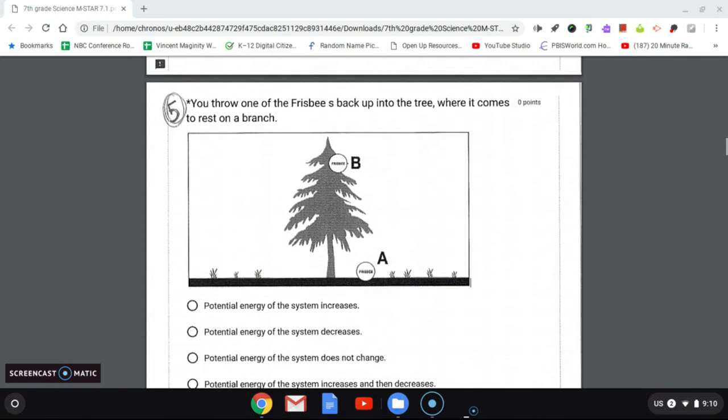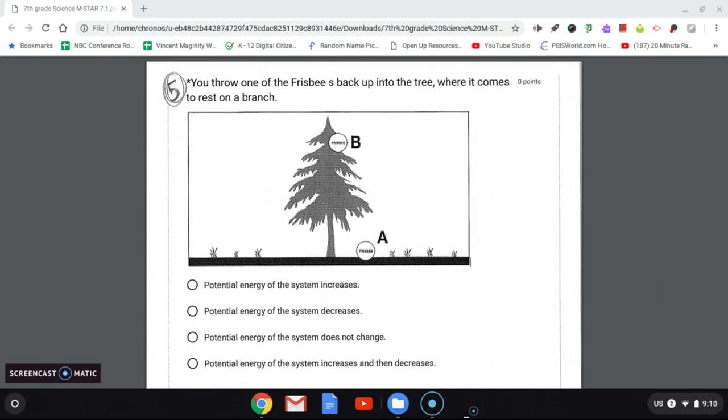Number 5. You throw one of the frisbees back up into the tree where it comes to rest on a branch. Potential energy of the system increases. Potential energy of the system decreases. Potential energy of the system does not change, or potential energy of the system increases and then decreases.